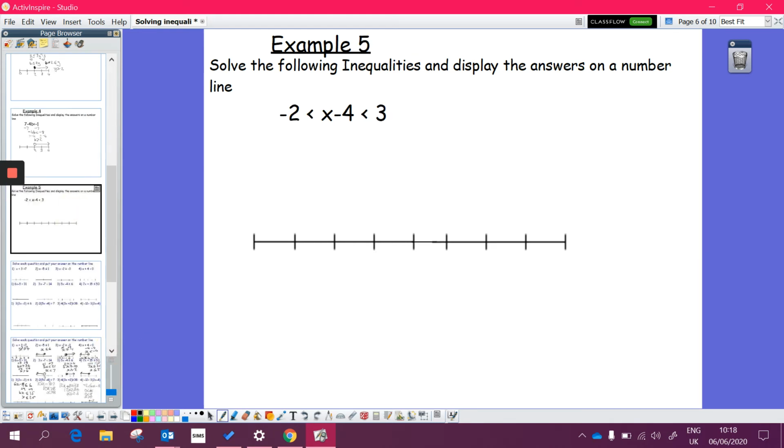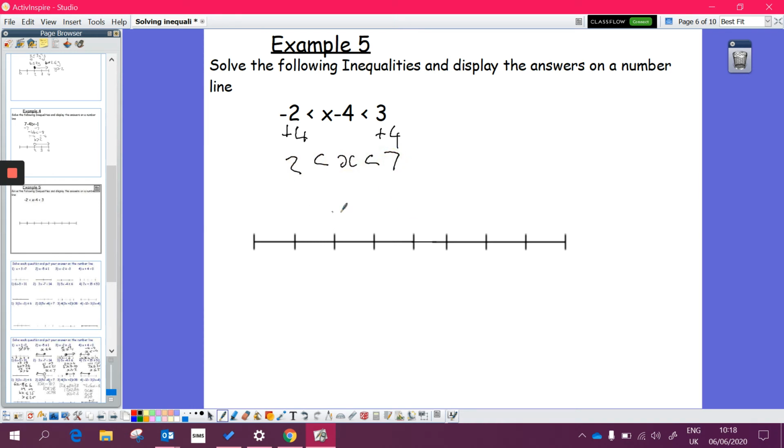The only other ones where it looks more difficult, but it's actually not. All it is, you've got an inequality with numbers on both sides. So you just solve it like you would a normal equation, but you're just doing it twice. So this is your equation here. You need to get rid of your minus 4 by plussing 4, and you do that to both sides. So minus 2 plus 4 is 2, is greater than x and 7.